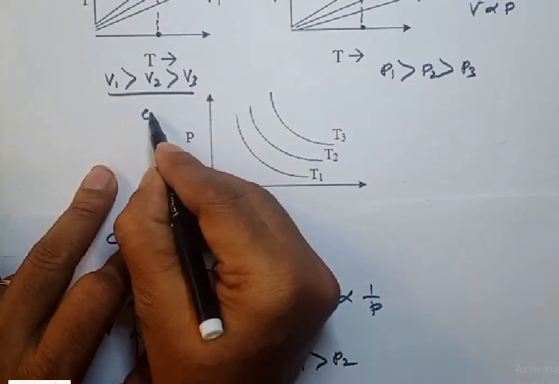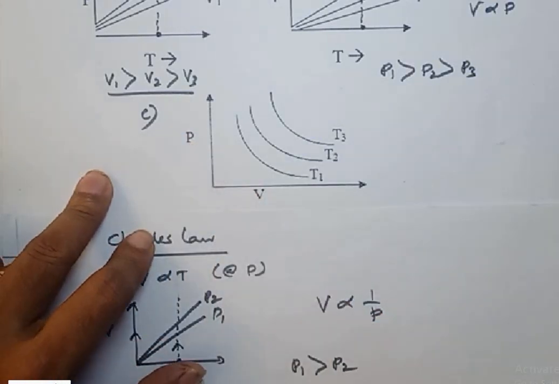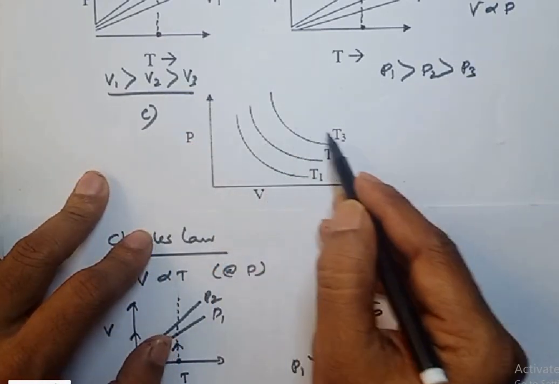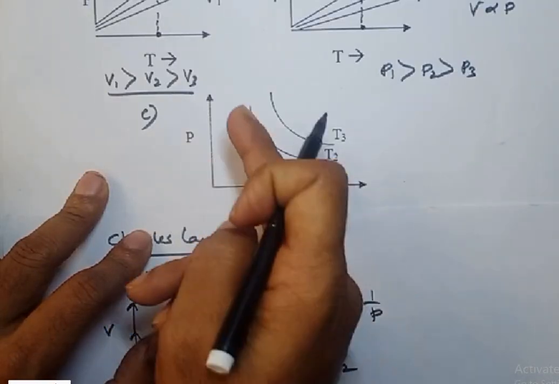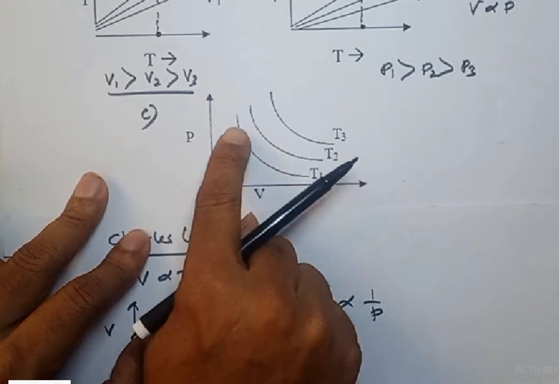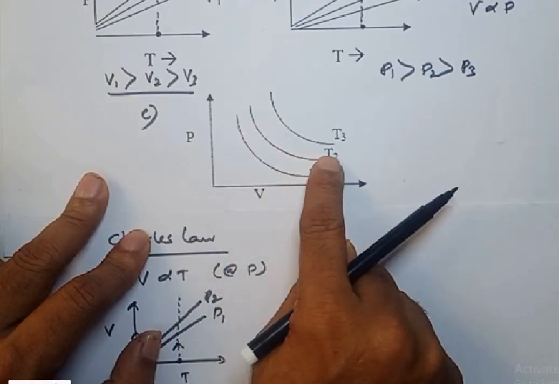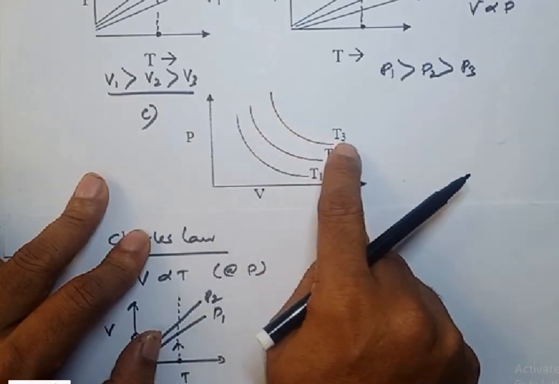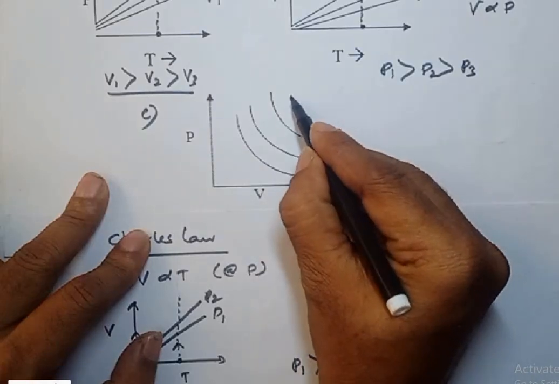Let me take this as C. Here, pressure is plotted against volume at different constant temperatures. This is nothing but Boyle's law. If you plot P versus V, you will get a hyperbola. This is plotted at some constant temperature T1, this at some constant temperature T2, and this at some constant temperature T3. Now, let me take some volume V and draw a straight line.